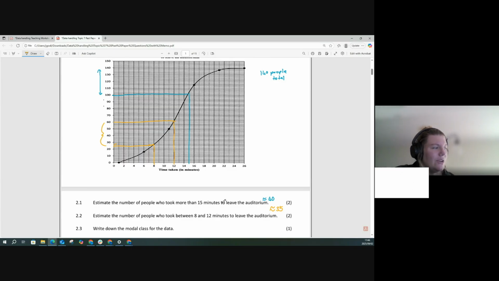Okay, the modal class. Yeah, because they're not asking for the average, they're asking for how many people took between that time. So this number of people took 8 minutes and this number of people took 12 minutes. So these are all the people that took in between 8 and 12. Now be careful, it's asking for modal class. So think about how you're going to answer that.